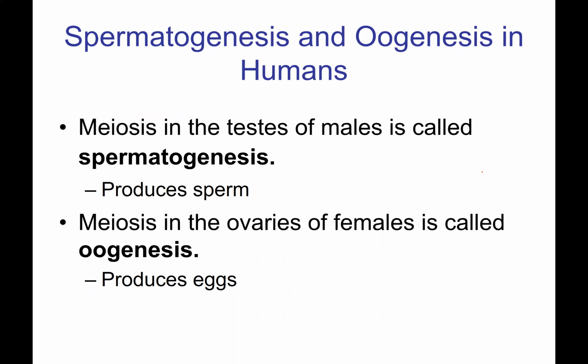Now, meiosis that occurs in males occurs in the testes, and it is called spermatogenesis. It produces sperm. Like I said, it starts in males at puberty and goes on for the rest of their life. You could have men, 80, 90, creating children because they're constantly creating sperm. Meiosis in females occurs in the ovaries, and it's called oogenesis, and it produces eggs. And eggs are only produced in the ovaries of the mother when the baby's in there. That's when that happens.